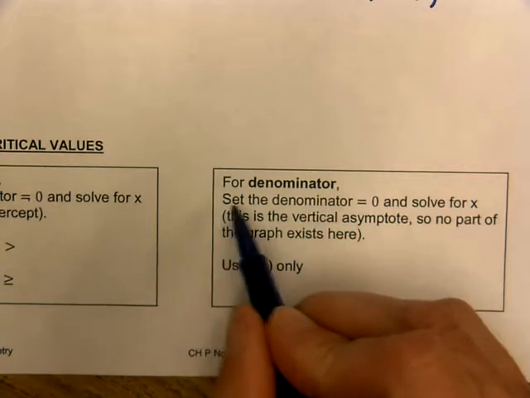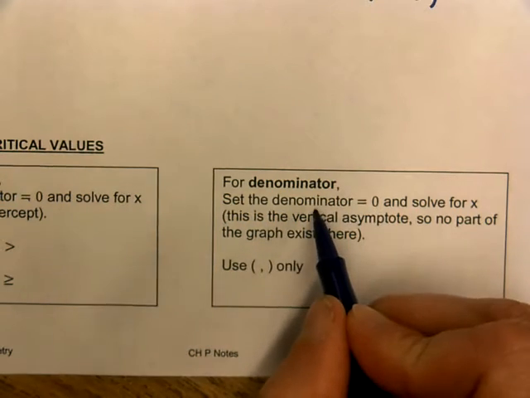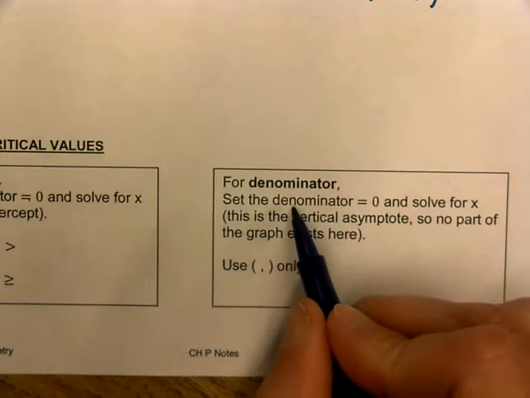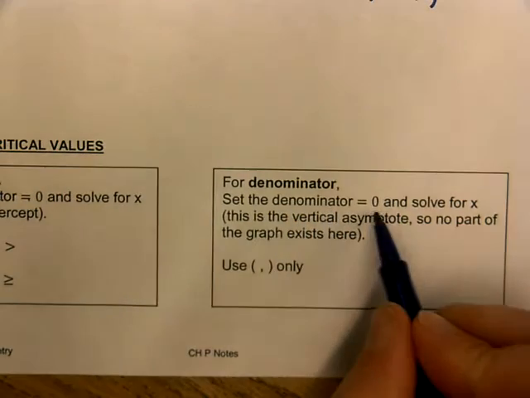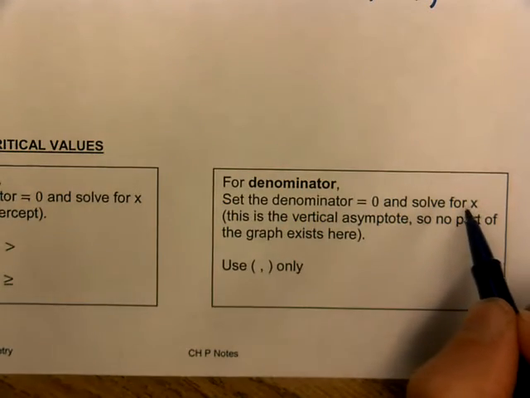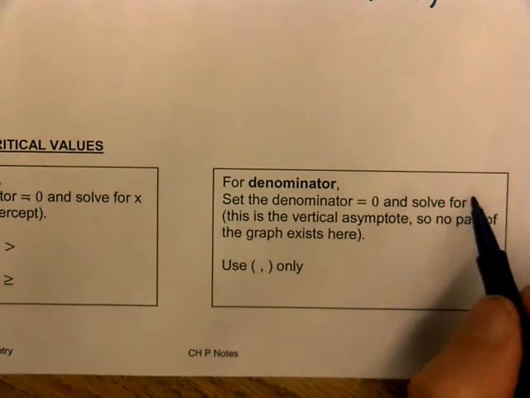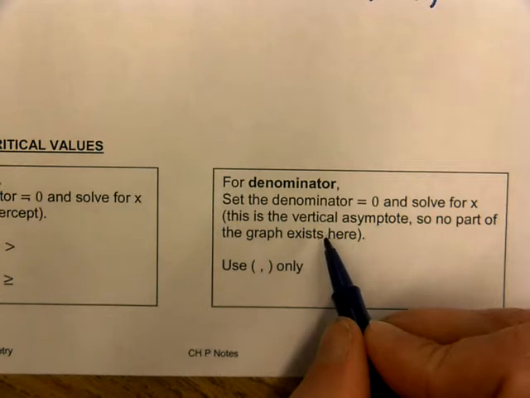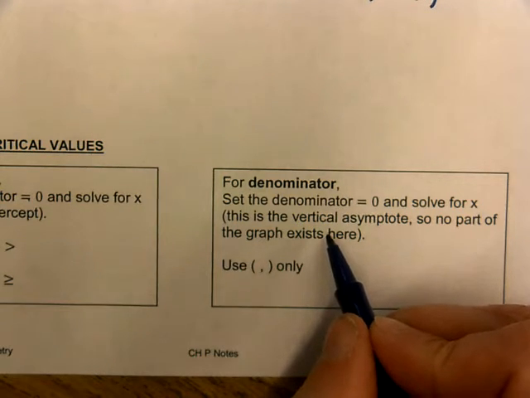Yours might have said set the numerator equal to 0. Fix that. We are talking about the denominator here. So we're going to set the denominator equal to 0 and solve for x. And this is also giving you a critical value. The number, again, is not a random number, but it is telling you something about the graph. And because it comes from the denominator, what you're really doing is finding the domain restriction.